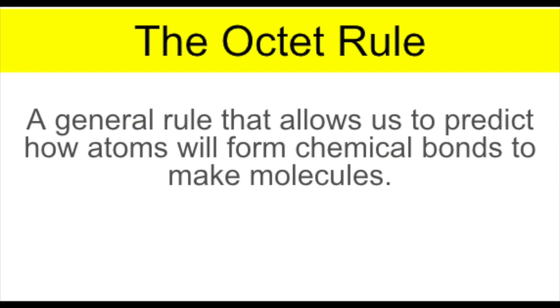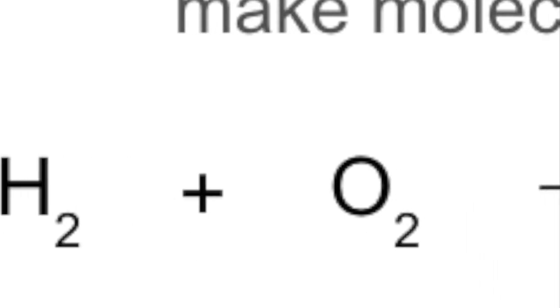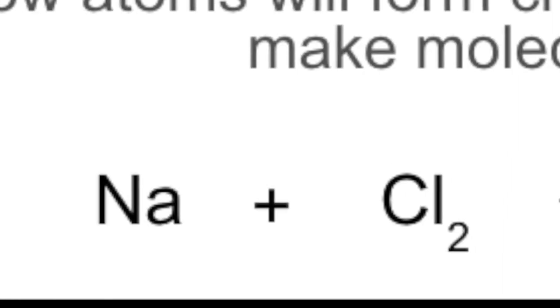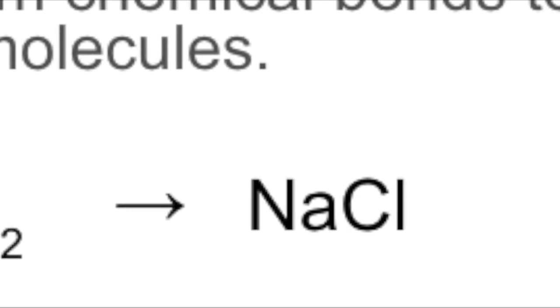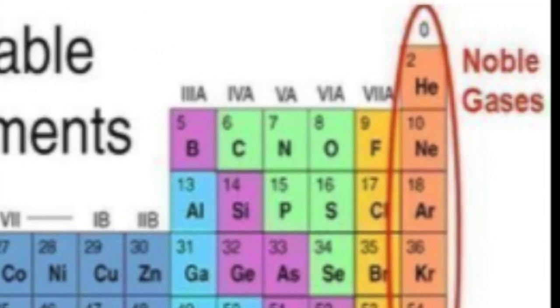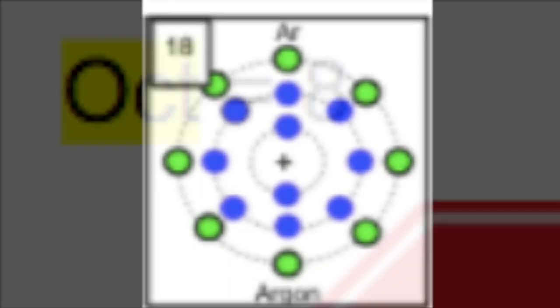The octet rule is a general rule that allows us to predict how atoms will form chemical bonds to make molecules. For example, why do the two elements hydrogen and oxygen bond to make the molecule water? Why do sodium and chlorine make table salt, NaCl? Why don't the noble gases react with anything? Why are they already stable? The octet rule will explain it.